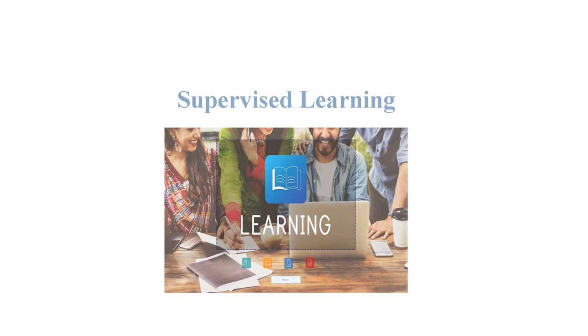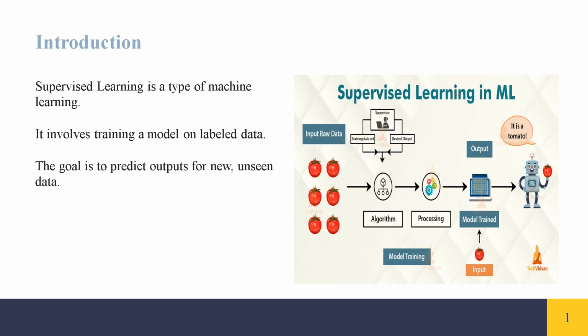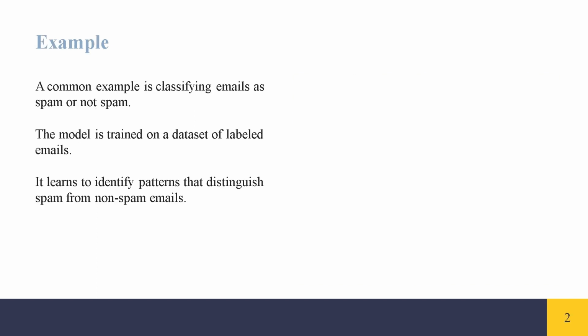Hello, today we are going to learn supervised learning in machine learning. Supervised learning is a type of machine learning. It involves training a model on labeled data. The goal is to predict outputs for new, unseen data.